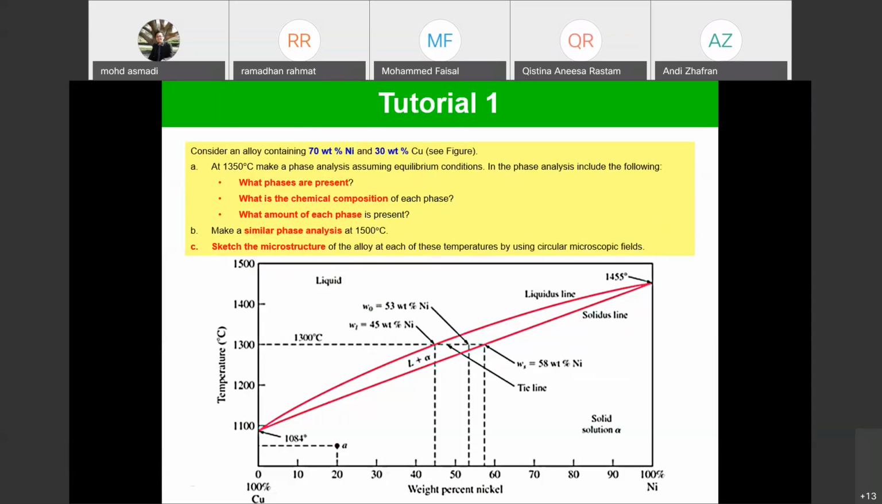Okay, you can just print screen, copy and paste. So I give you 5 minutes until 9:25.